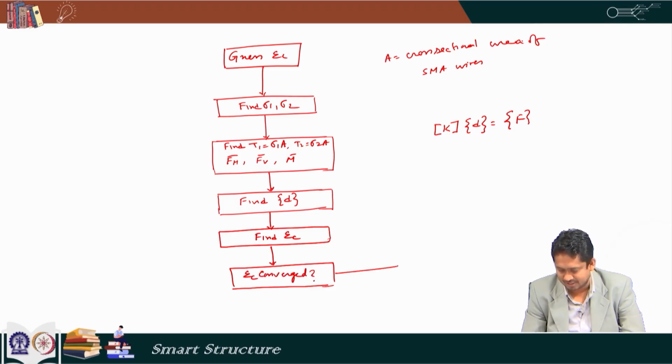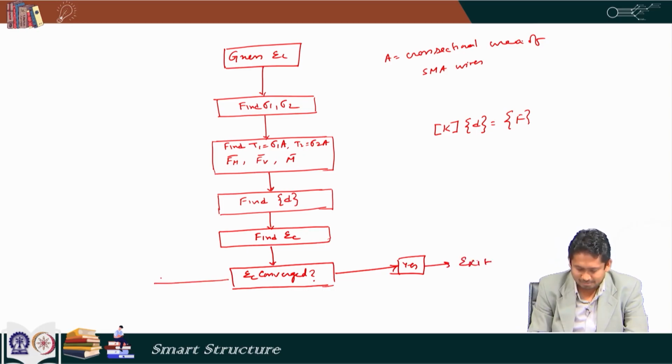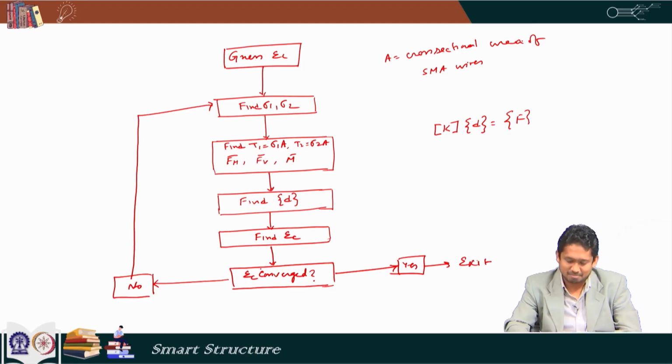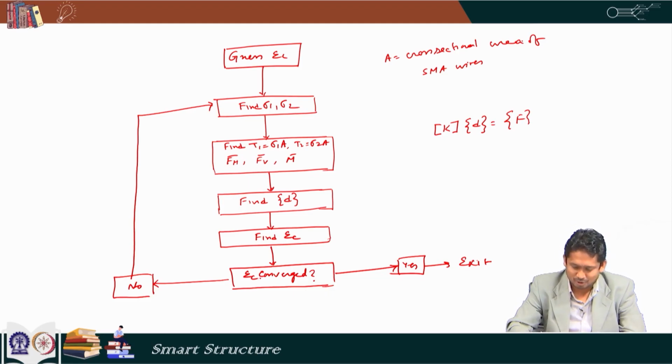If the answer is yes, then we can exit, and if the answer is no, again we go back and feed that newly obtained value of epsilon c and repeat the procedure until the improvement of epsilon c stops. So, until the convergence of epsilon c is obtained.